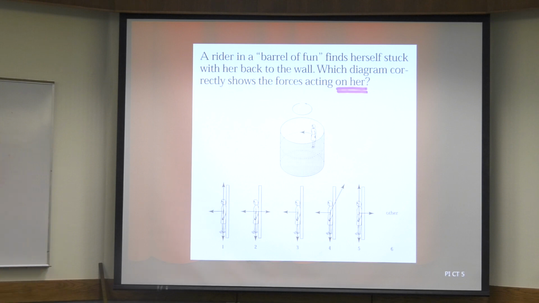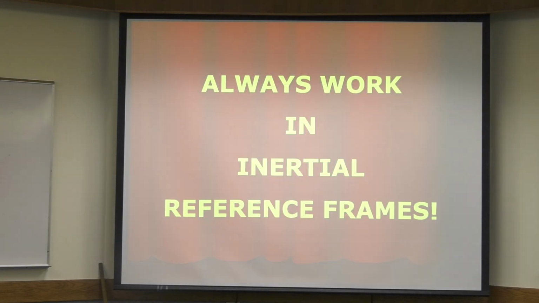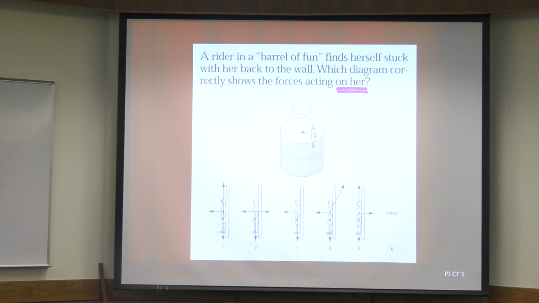All right, so a rider in a barrel of fun finds herself stuck with her back to the wall. Which diagram correctly shows the forces acting on her? Now remember, what did we just learn? Always work in inertial reference frames. Is she in an inertial reference frame? Absolutely not. She's going in a circle. So you've got to pretend there's a drone or a hummingbird stationary just looking at all this. This is an incredibly important question, so please do it. Don't just look at my answer. Pause your video and figure it out.